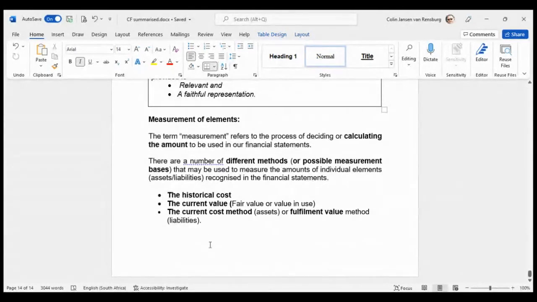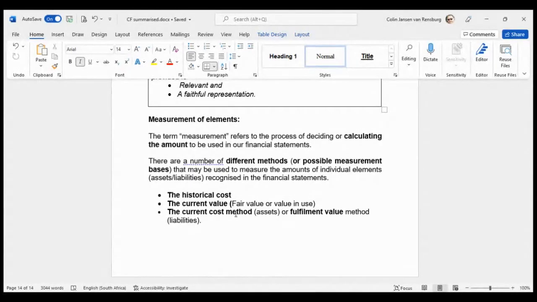Okay, so then let us go and have a look at the current cost method in the case of assets, and the fulfillment value method when it comes to liabilities, ladies and gents. So what does that mean? So this is another measurement basis that you are allowed to use. The current cost method in the case of an asset, ladies and gentlemen, what that means is that you can value your assets at what a similar asset of the same age would cost you if you should acquire or buy or purchase it today.